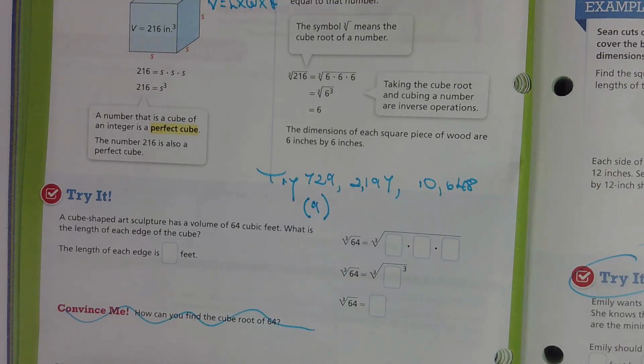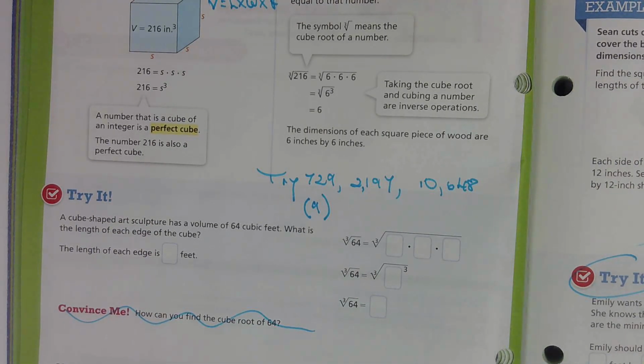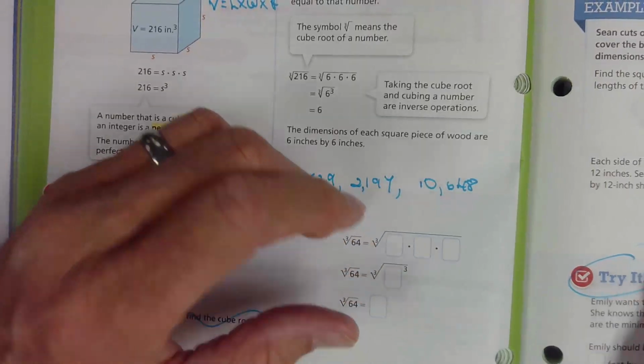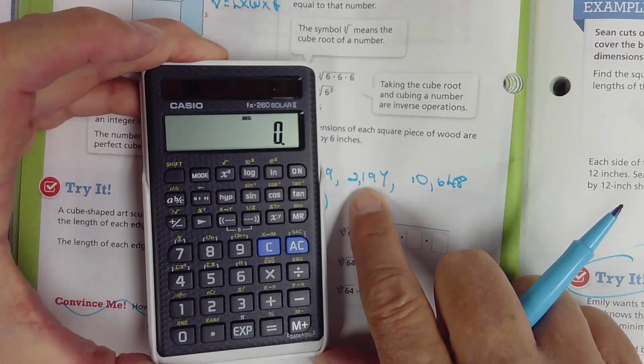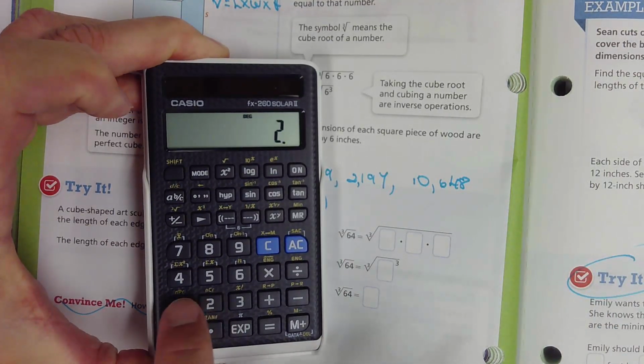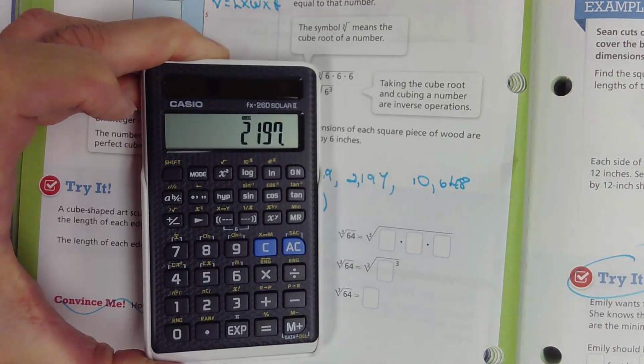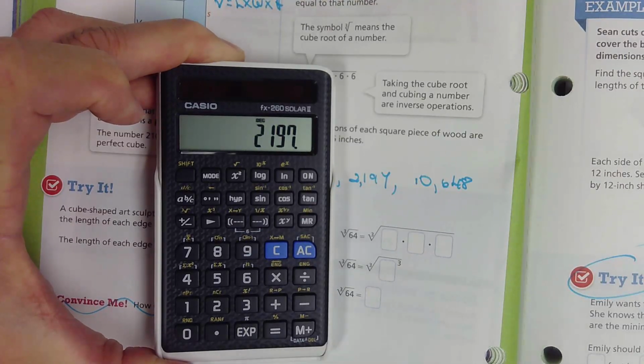And then 2,197. Miss Stimler, what'd you get? Haven't gotten it yet. Okay. Do you know how to do it? Okay. Do you have your calculator? Okay. So let's go through it. The number is 2,197. So I'm going to put that in. And if there's anybody else that's still not sure how to do it, follow along.